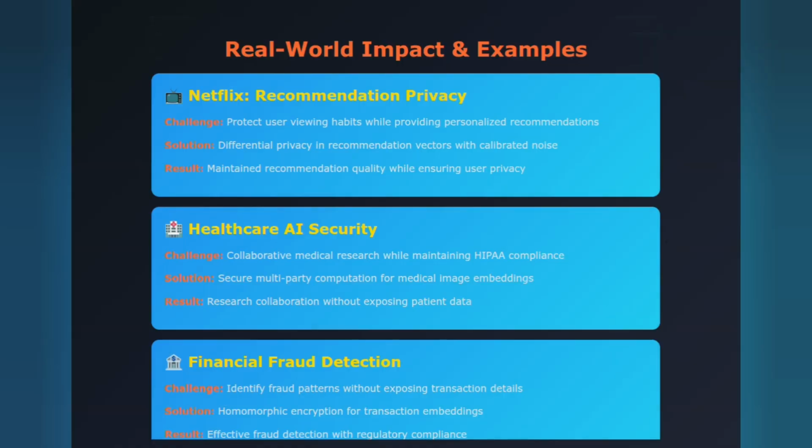Let me share some real-world examples of why this matters. Case Study 1, Netflix's recommendation privacy. Netflix uses differential privacy in their recommendation vectors to protect user viewing habits while still providing personalized recommendations. They add calibrated noise to viewing embeddings, ensuring individual users can't be identified even if the database is compromised.